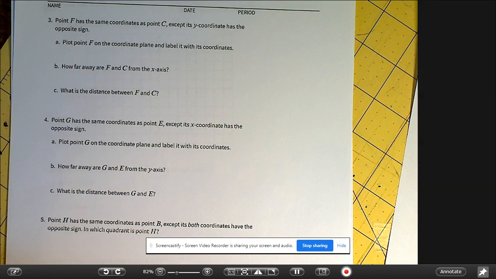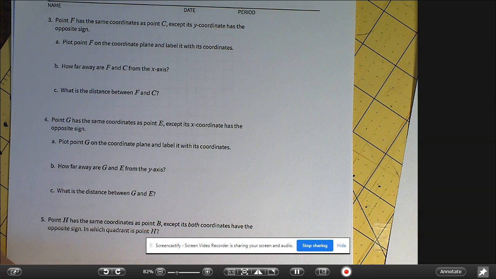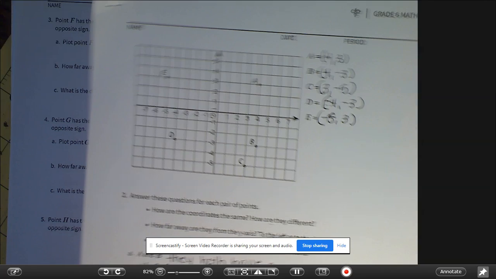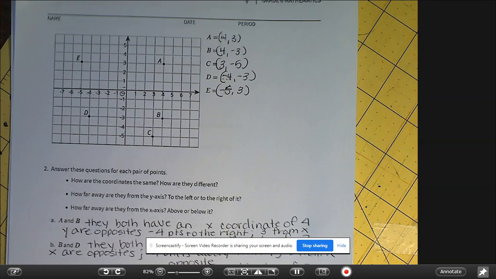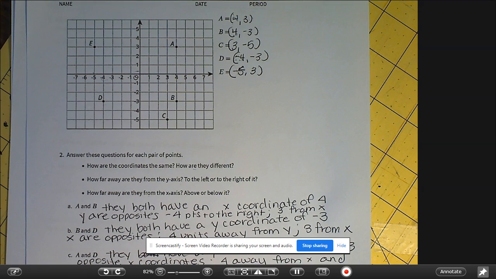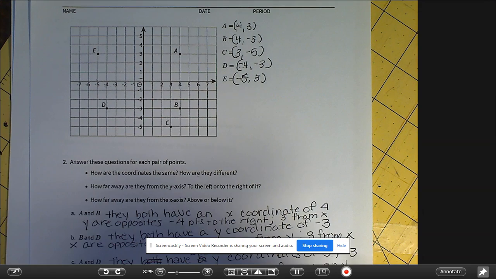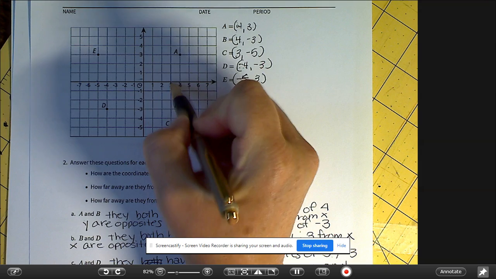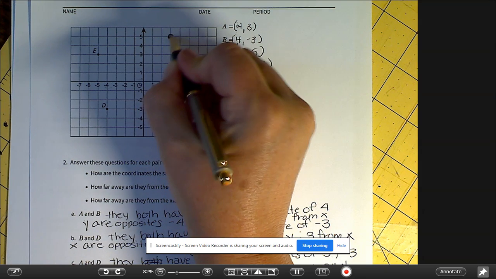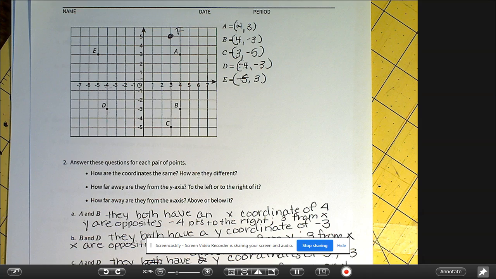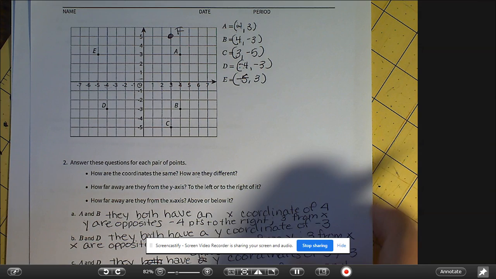Okay, all right. So number 3, point F has the same coordinates as C, except its y coordinate has the opposite sign. Plot F on the coordinate plane and label it with its coordinates. So that would be 3, 5. 3, 5 is here, and we're going to call that F.